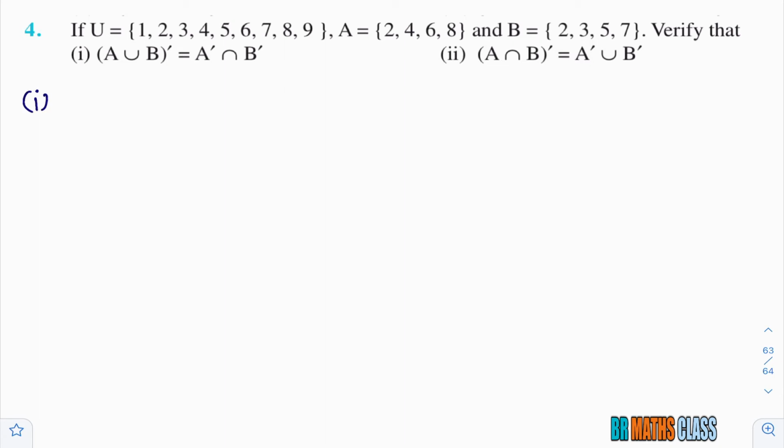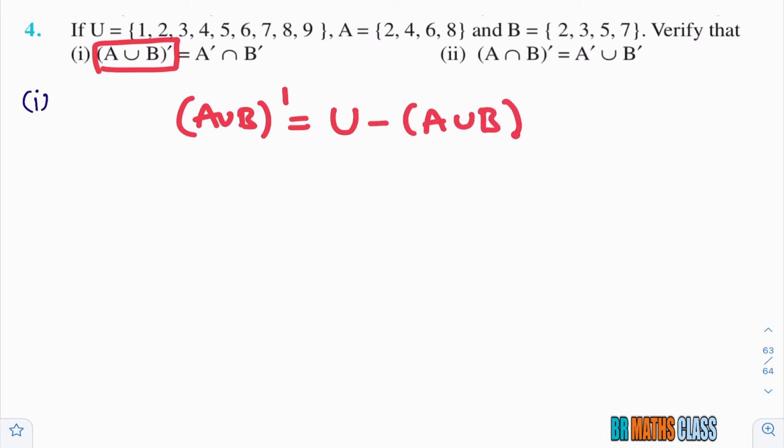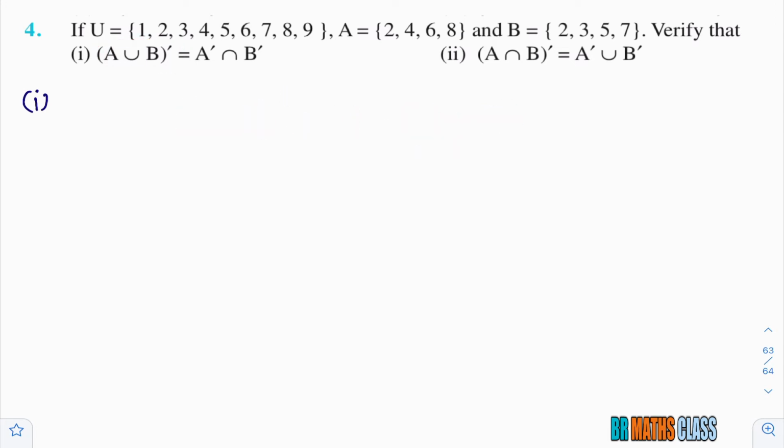In this first bit, to calculate LHS, you observe here what is there. A union B whole dash is there. The formula for A union B whole dash is universal set minus A union B. So first I'll calculate A union B. What is set A? Set A is 2, 4, 6, 8. Union. What is set B? Set B is 2, 3, 5, 7.